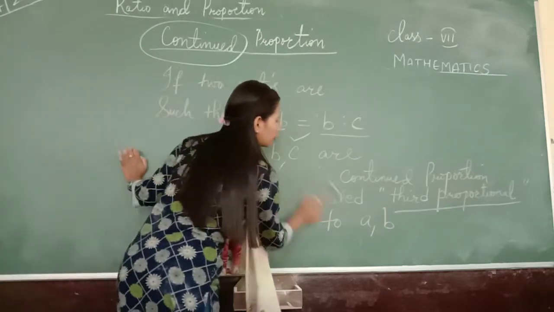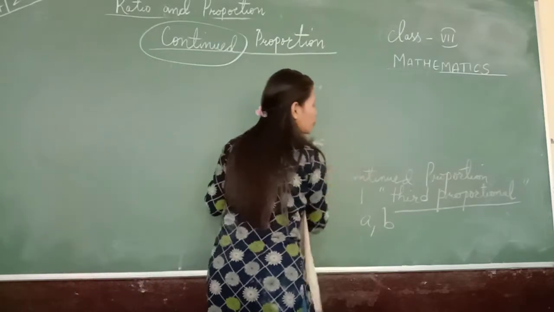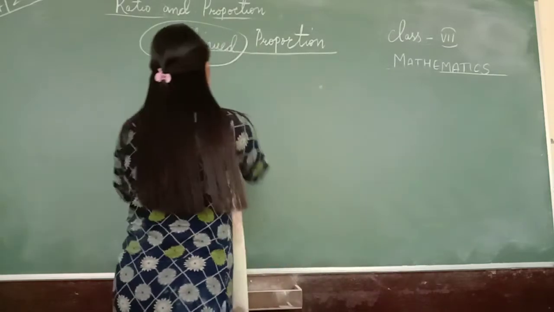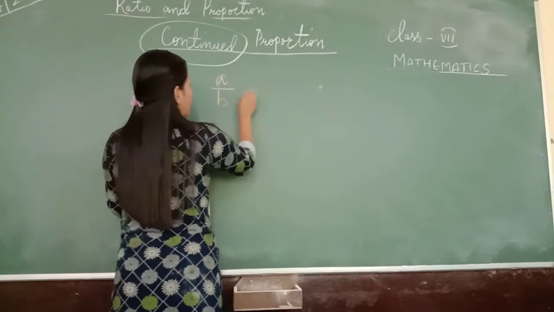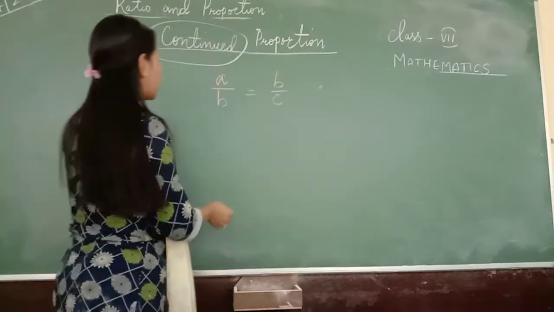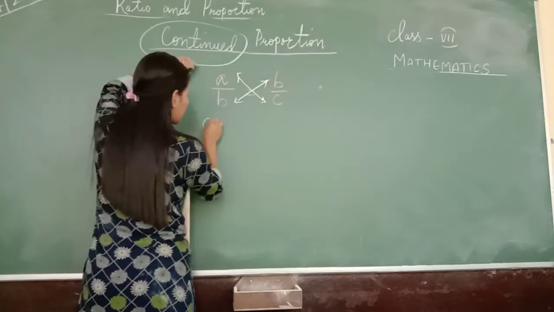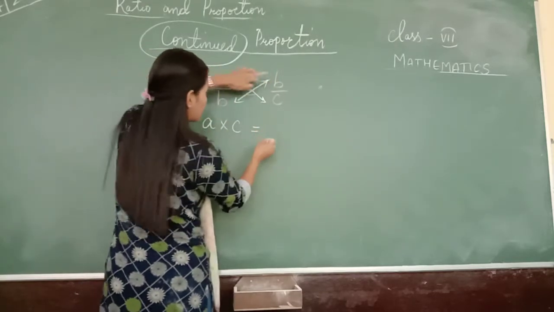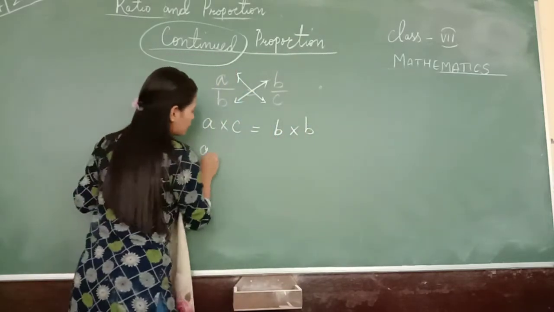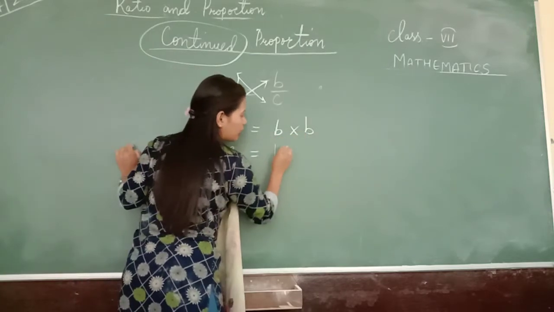Now, I'm saying that A, B, C are in continued proportion. That means these two ratios are equal. Then if we use the cross product rule, what happens? Just multiply these two. This gives us A into C is equal to B into B. B into B is what? B square.